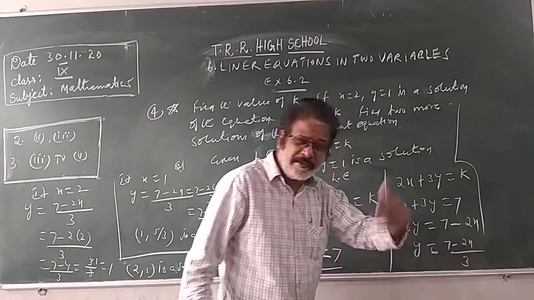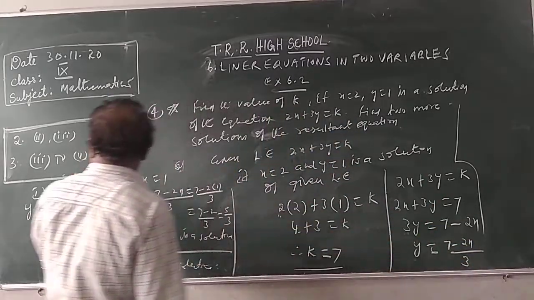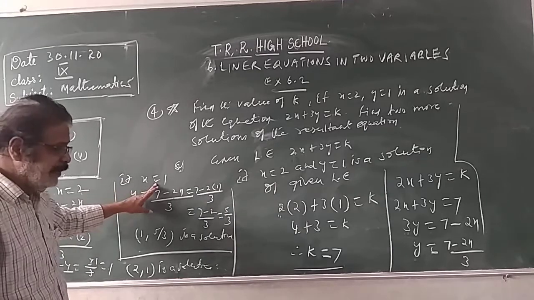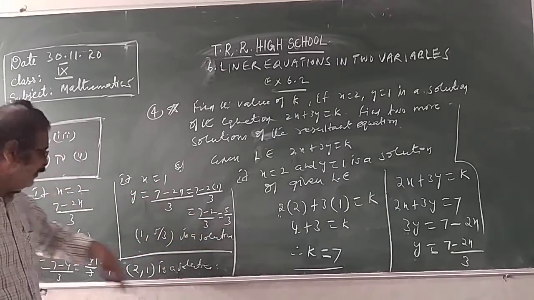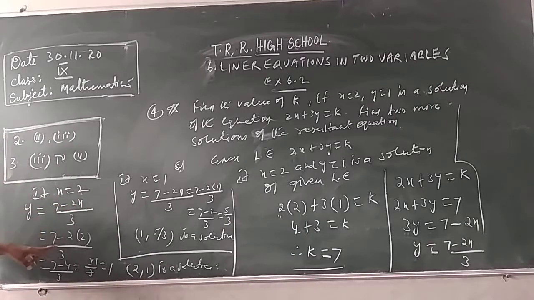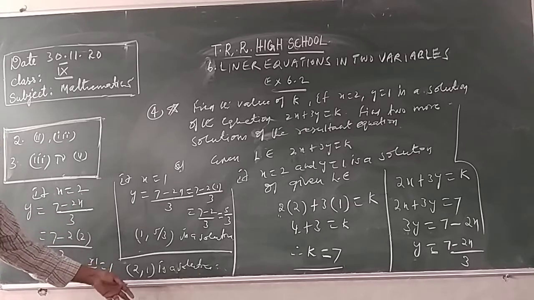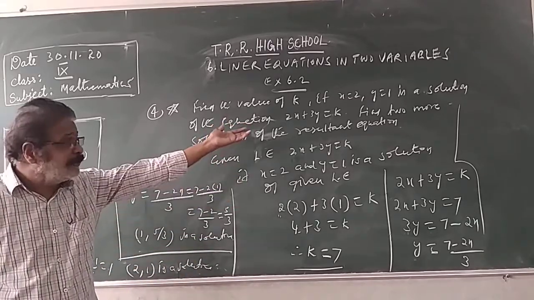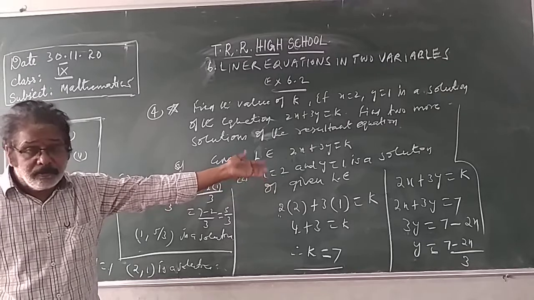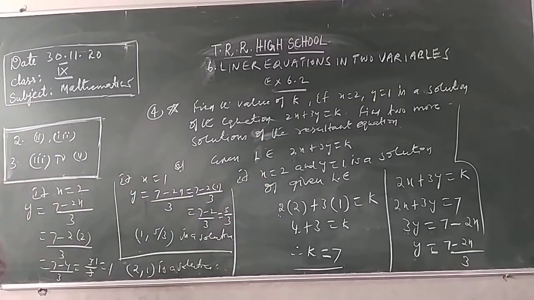Substitute x values. You take x is equal to 1. Substitute it. We got the y value 5 by 3. So (1, 5/3). X is equal to 2. Substitute. 7 minus 2 into x, 2, by 3. 7 minus 2 into 2 is 4. 7 minus 4 is 3 by 3, 1. So when x is equal to 2, y is equal to 1. Therefore (2, 1) is a solution. We have to write the 2 more solutions. We found the k value and we have written 2 more solutions also. Like this we can find out.